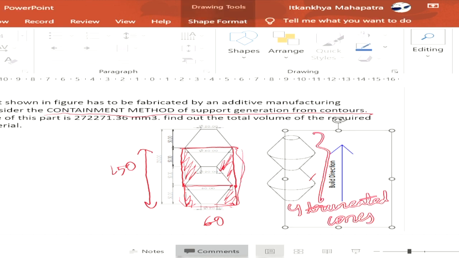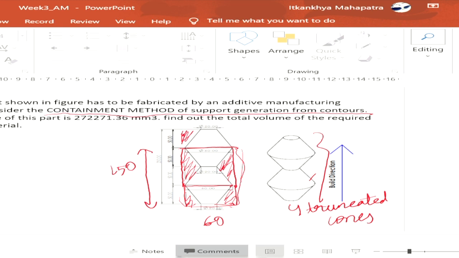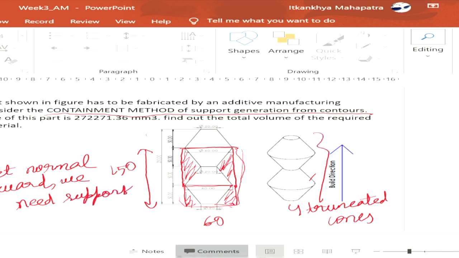Now why are we not considering this area? This is because there is a rule that if facet normal is upward, we do not need support. So in this case, we are not taking the support.